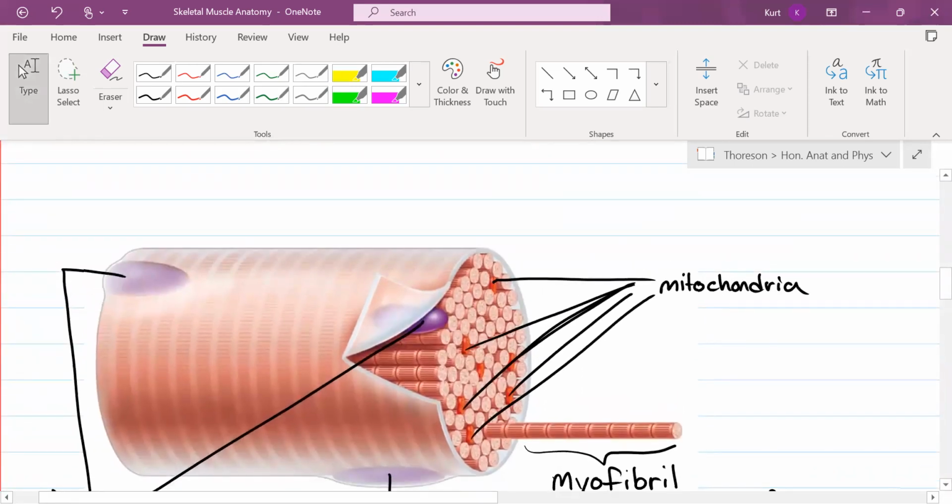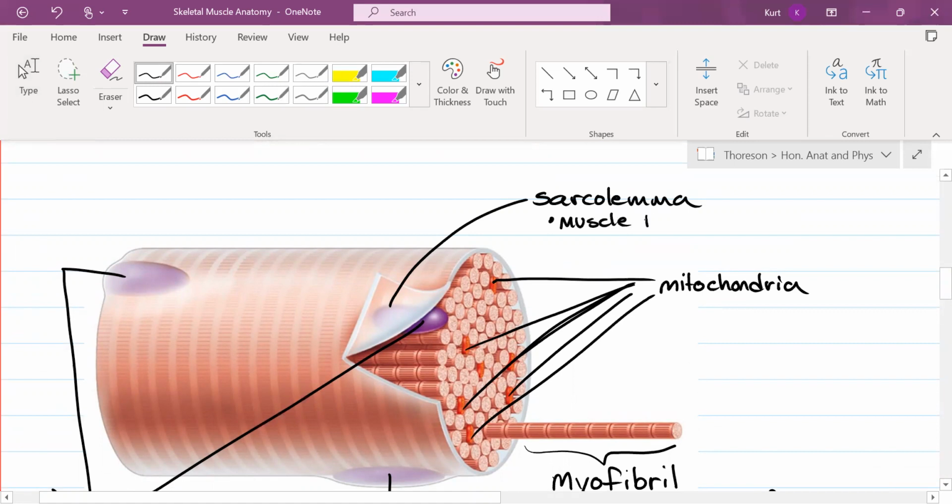Okay, next. The plasma membrane of the cell is this right here. It's kind of being peeled back in this image. This is called a sarcolemma. The sarcolemma is a muscle fiber plasma membrane. This is different than the endomysium. The endomysium separates one fiber from another. A sarcolemma coats each muscle fiber.